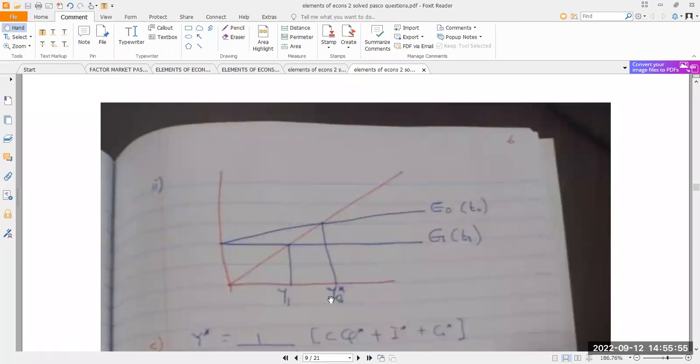Please, you need to understand the other side. If there's a reduction or a cut in the marginal tax rate, then the aggregate expenditure curve will rotate outwards. So that should cause an increase in equilibrium income.